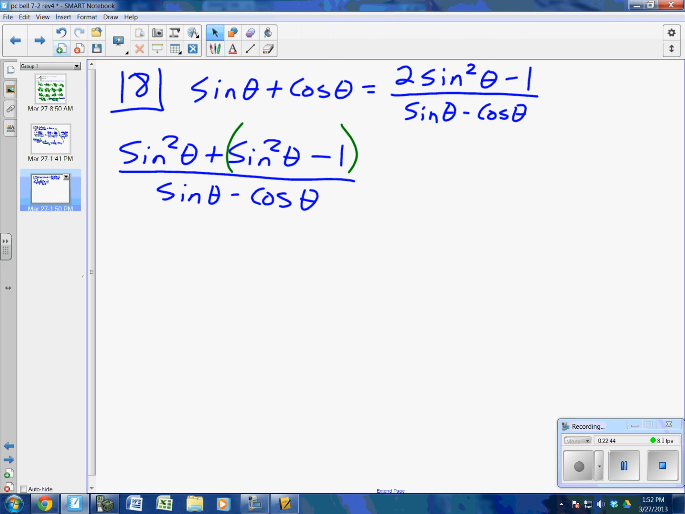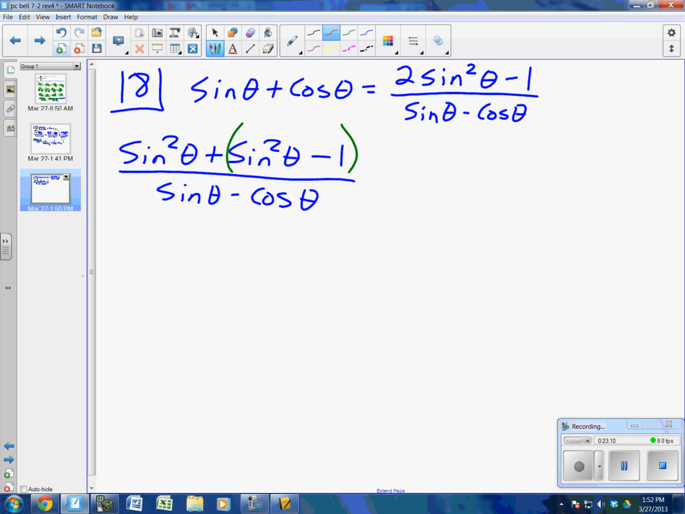Now the problem is sine squared of theta minus 1 is not cosine squared of theta. 1 minus the sine squared of theta is that. But Jared, you just said it. Sine squared of theta minus 1 is actually negative cosine squared of theta. But I'm going to go about it in a different way because we don't really have one of those written down. But you're right, it is.